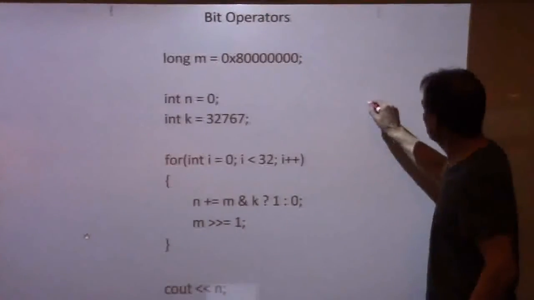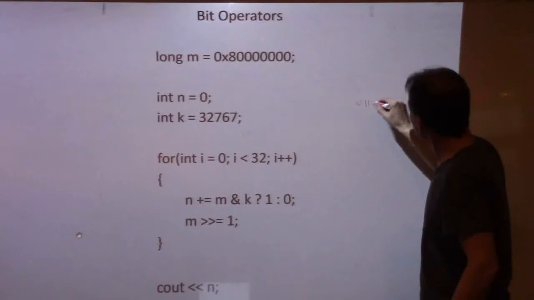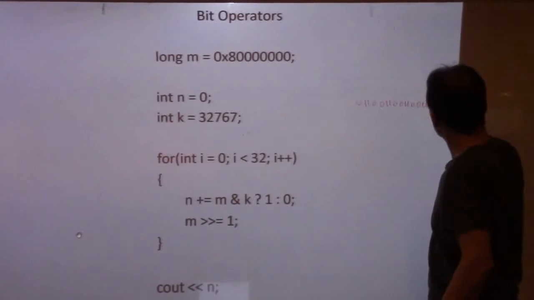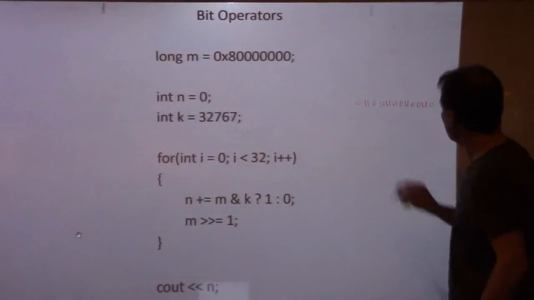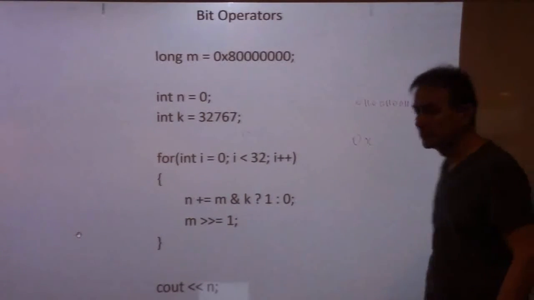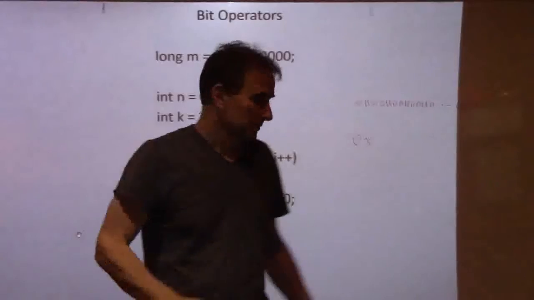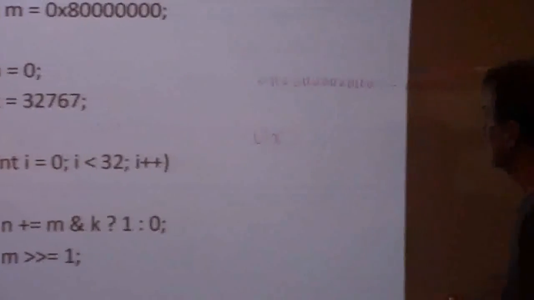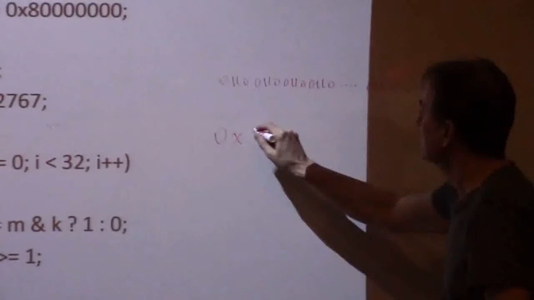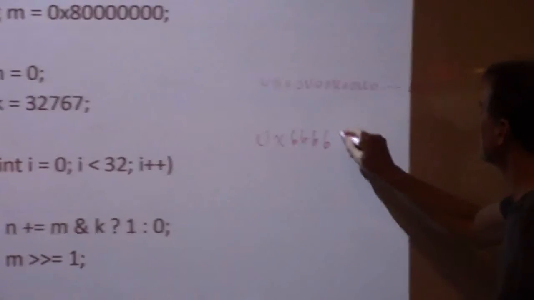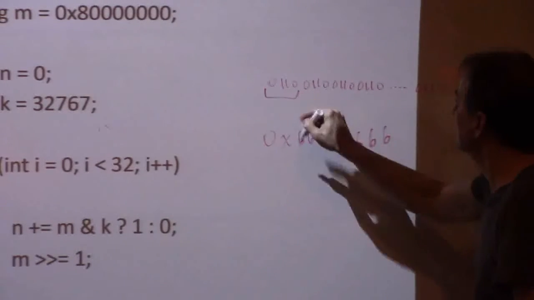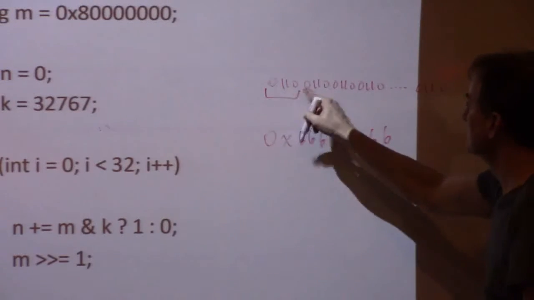If I want you to write this number, 0110, 0110, 0110, 0110, etc., 0110, what does that number look like in hex? Six, six, six, six, six, six, six. Get the idea?